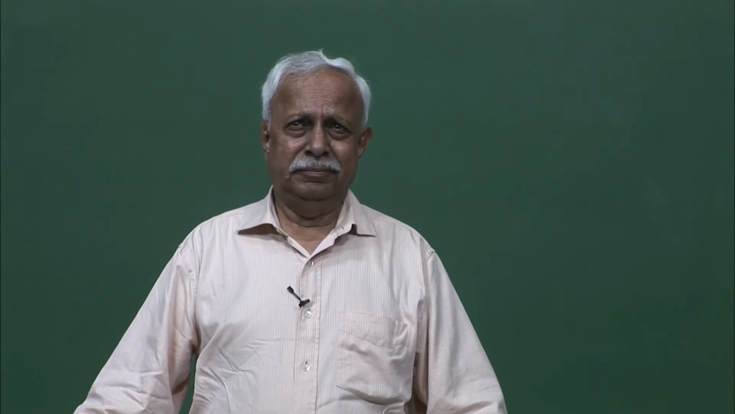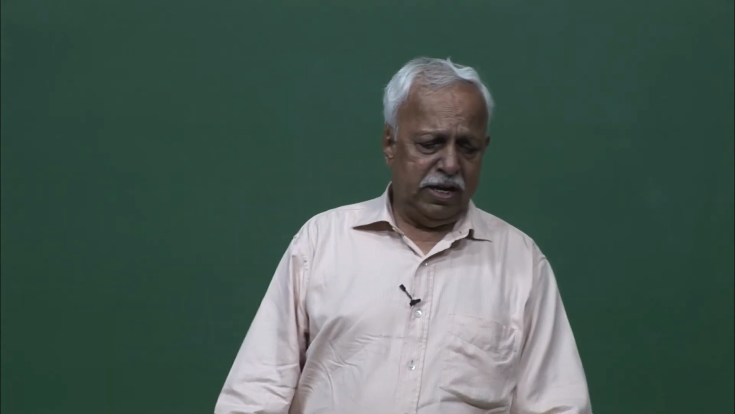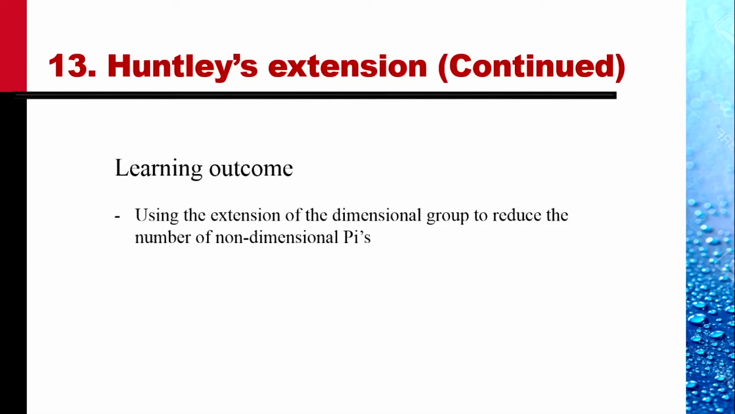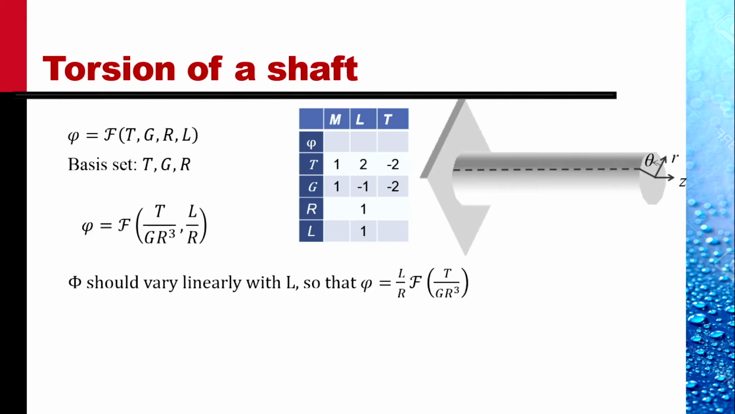Welcome back. In this lecture, we continue with the discussion of Huntley's extension. That is, we would be using the extension of dimensional groups to reduce the number of non-dimensional pi numbers. Let's consider a simple example of a torsion of a shaft.